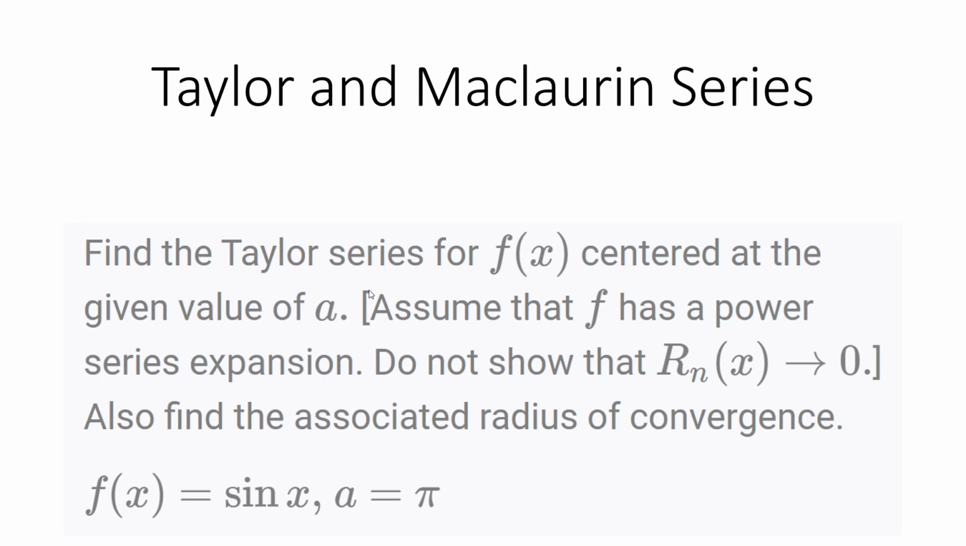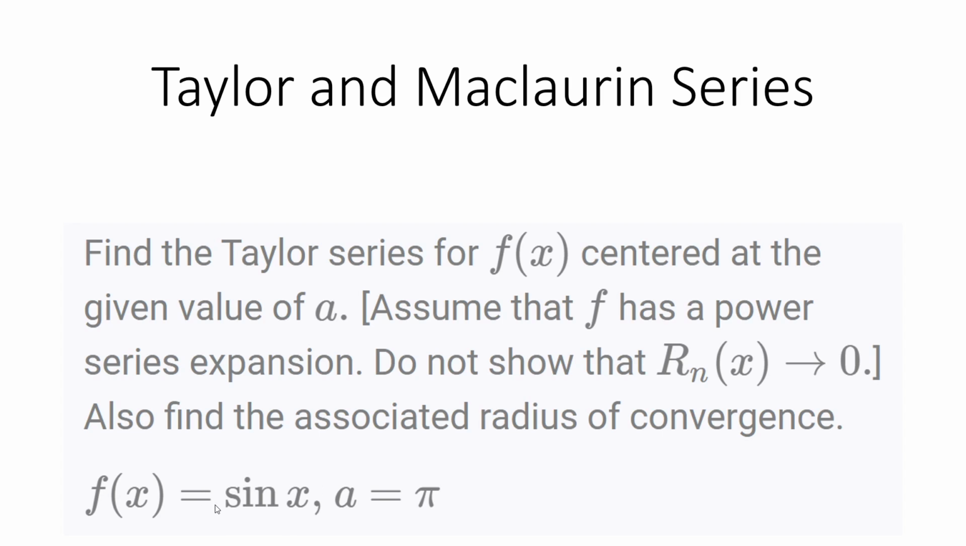Now, just a quick word here about the assumptions in the square brackets. First, we're allowed to assume that f has a power series expansion. If something has a power series expansion, it means that this function f is infinitely differentiable. So the first derivative exists, the second derivative exists, the third, the fourth, the fifth. It's infinitely differentiable. So that's what we're allowed to assume. We're just allowed to assume that these derivatives exist. We don't need to prove this, which is clear for sine x.